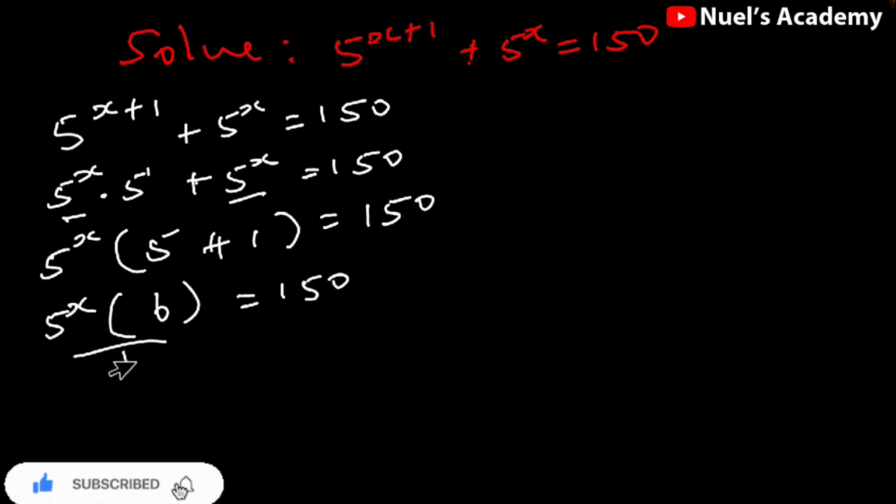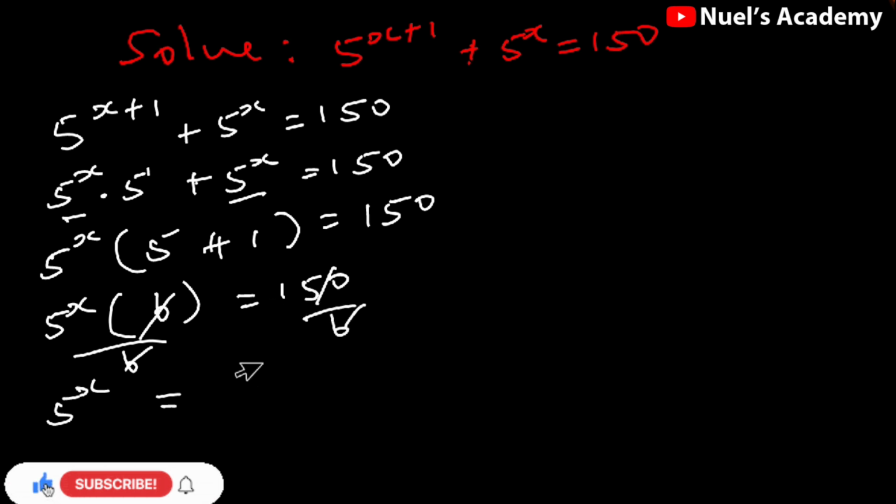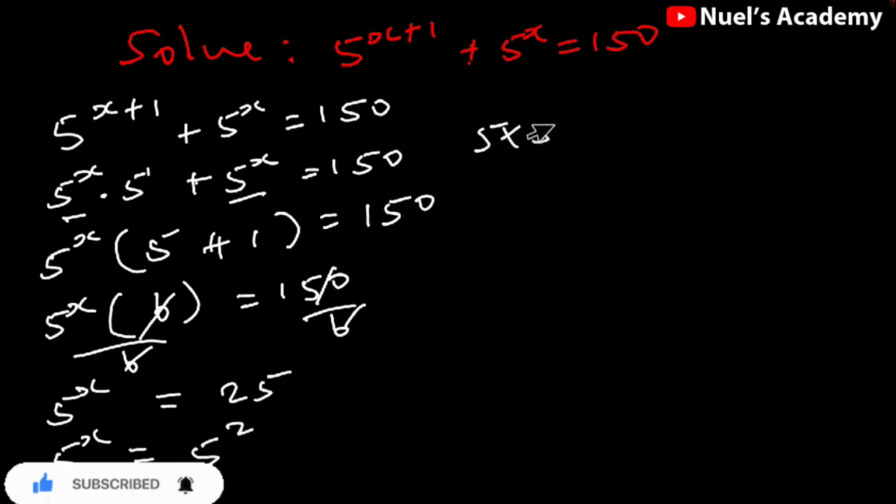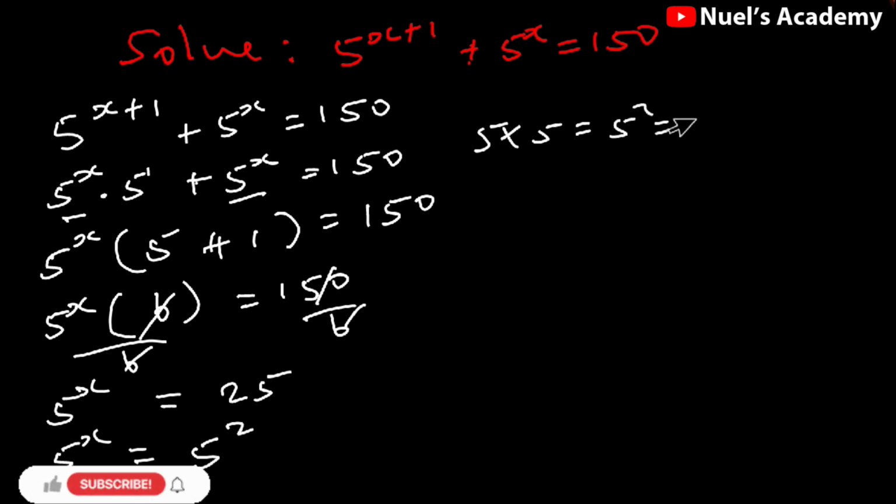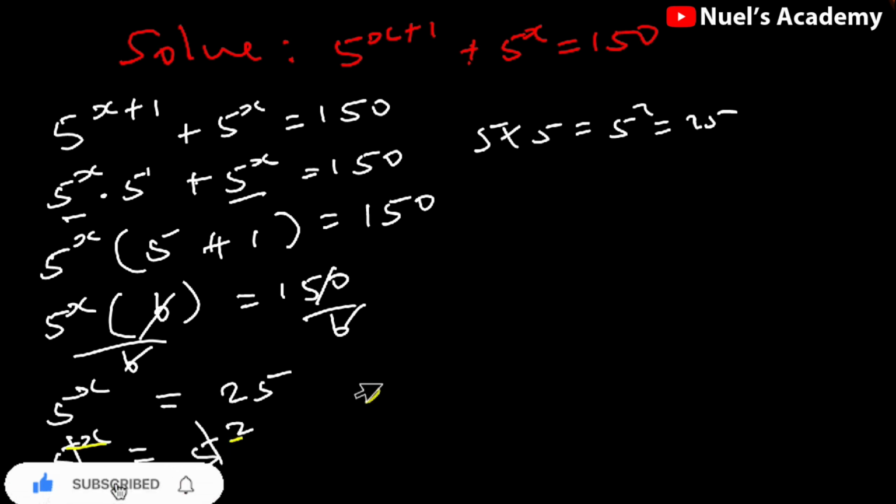So let's divide both sides by 6. So 5 raised to power x, then 6 divided by 6 is 1. Then this is going to be equal to 150 divided by 6, which is 25. And we have 5 raised to power x is equal to, and this 25 is equal to 5 squared. Alright, 5 times 5 is equal to 5 squared. This is equal to 25. So since the bases are the same, we equate the exponents. So here we have that x is equal to 2, and then this is the final answer to this question.